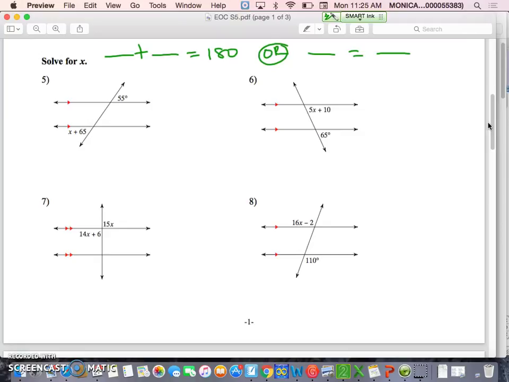So first you have to find out the relationship between the two angles. If I do my XO strategy, I see that this is an O and this is an O. So I'm going to set them equal to each other. So x plus 65 equals 55. And I subtract 65 from both sides. It's okay if x is equal to negative 10, because in this case it is. And these again are alternate exterior angles, and they're always congruent.